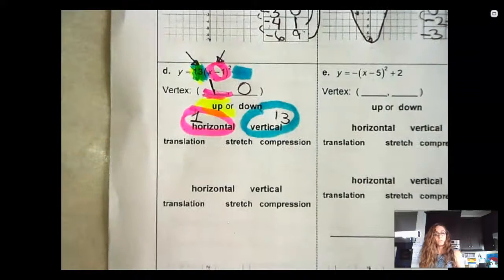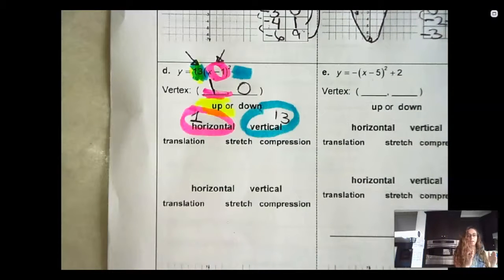And now this means we have two transformations. You can move me and stretch me. You can move me and compress me. You can do two things. You can do a whole bunch of things.